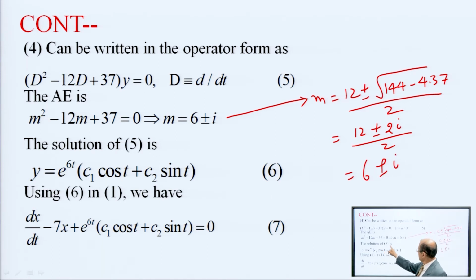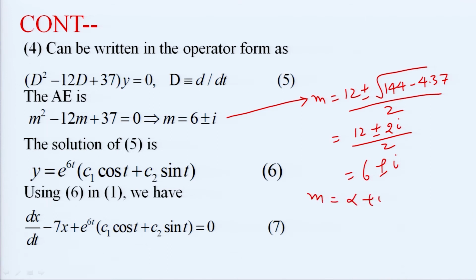The solution of 5 is y. Here m is alpha plus i beta, so the solution is y is equal to e raised to the power alpha t times (C1 cos beta t plus C2 sin beta t), where C1 and C2 are constants.